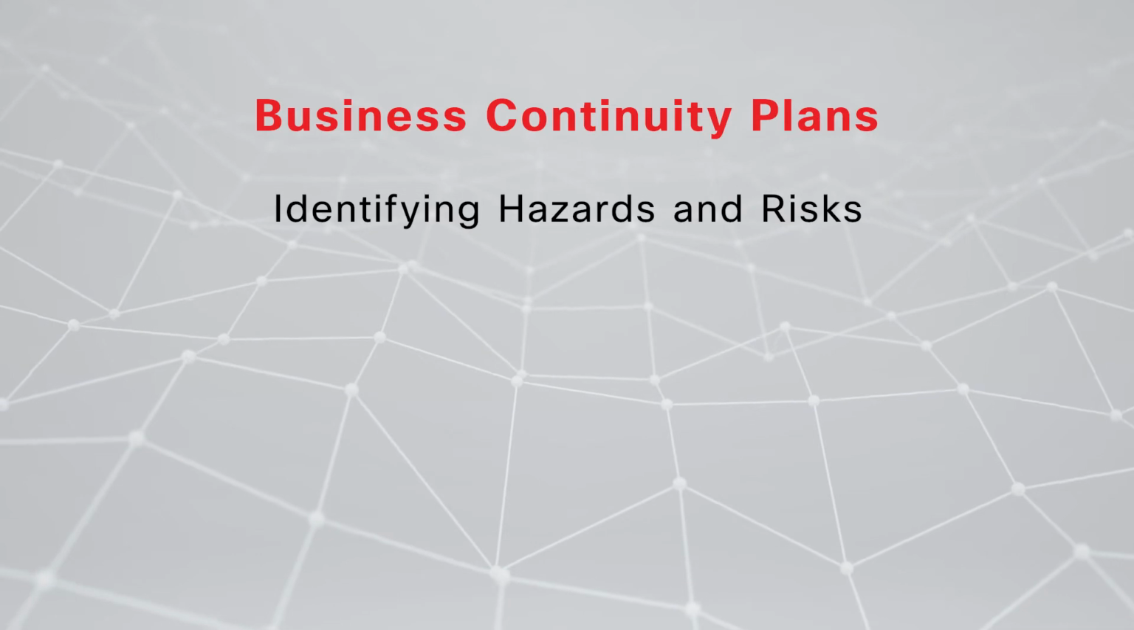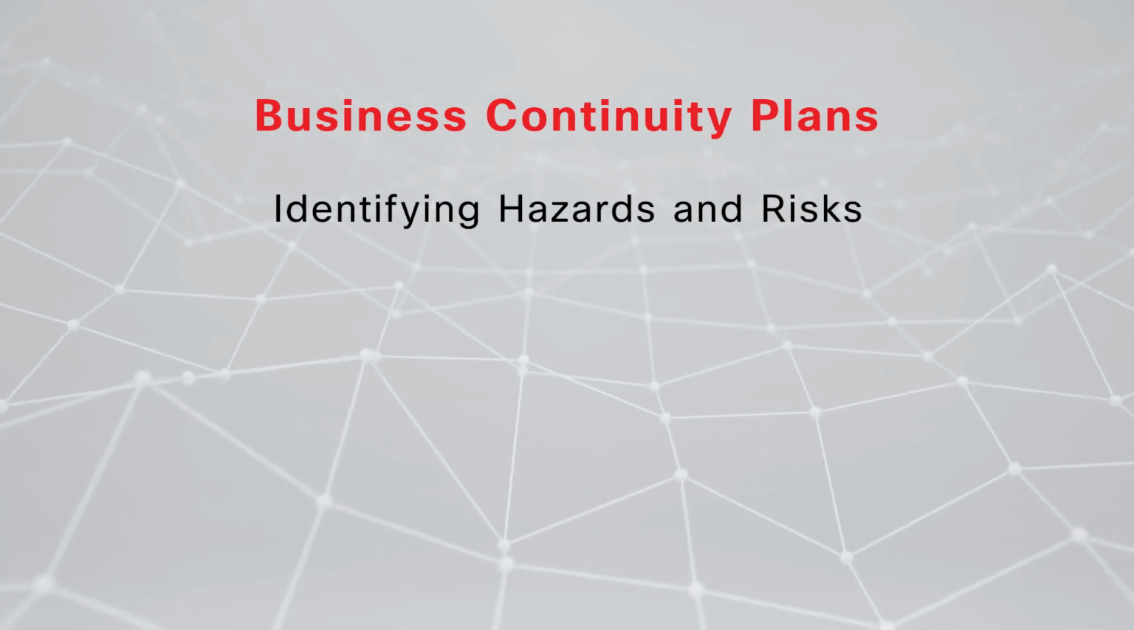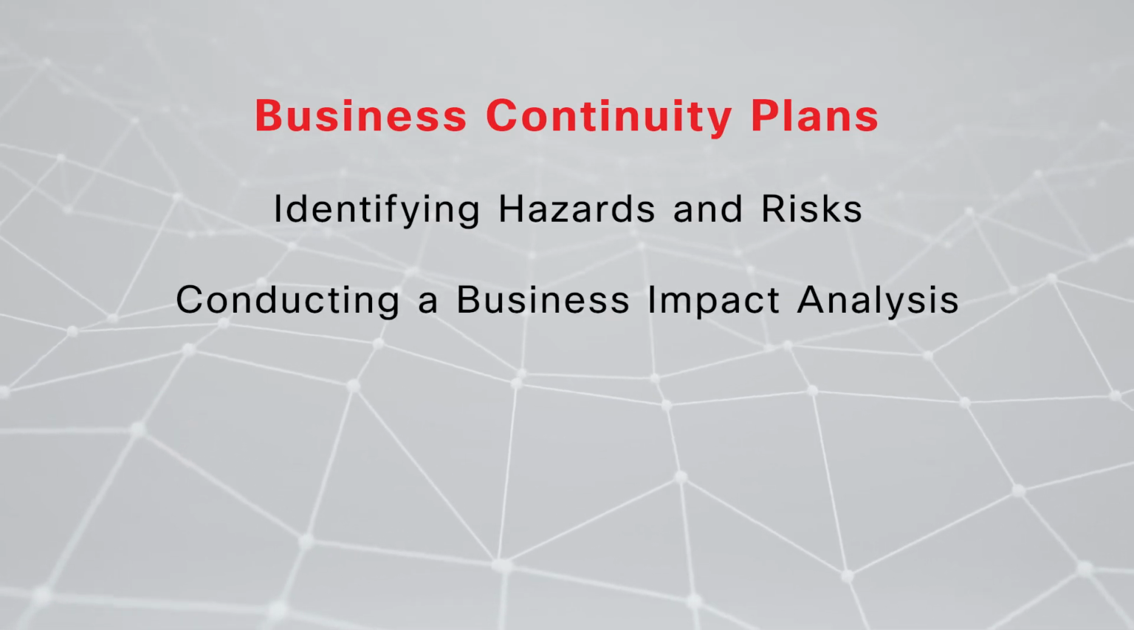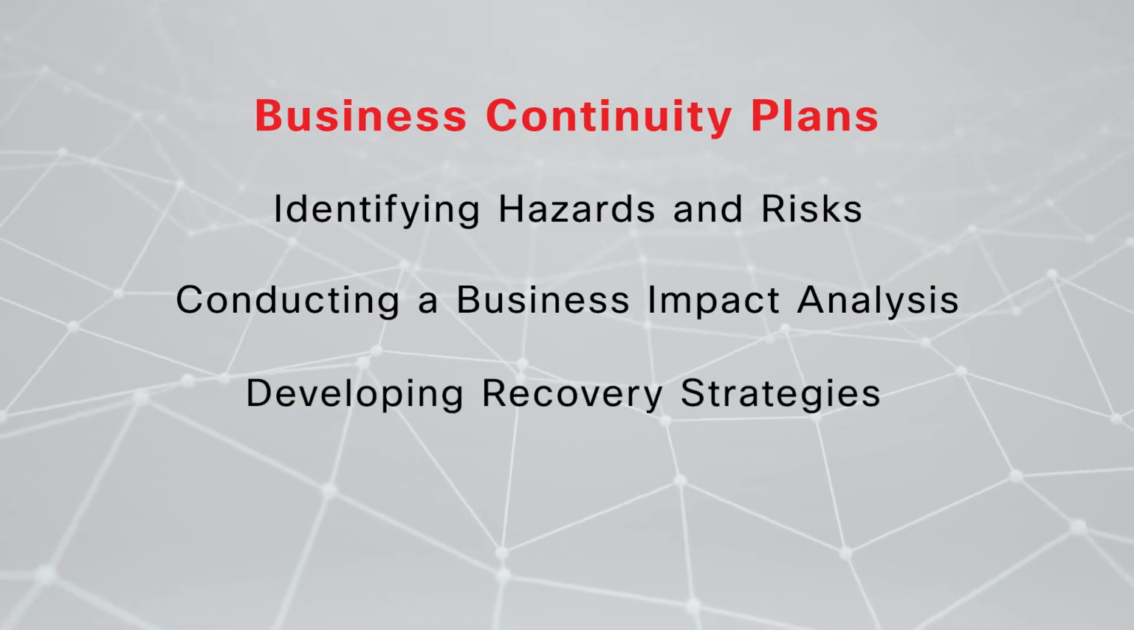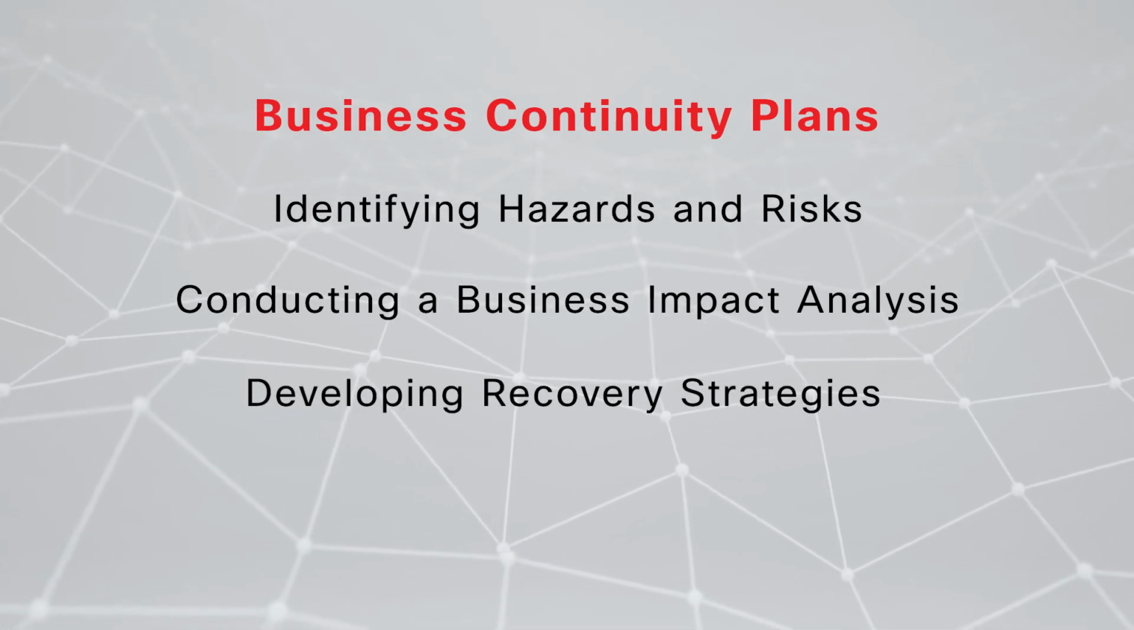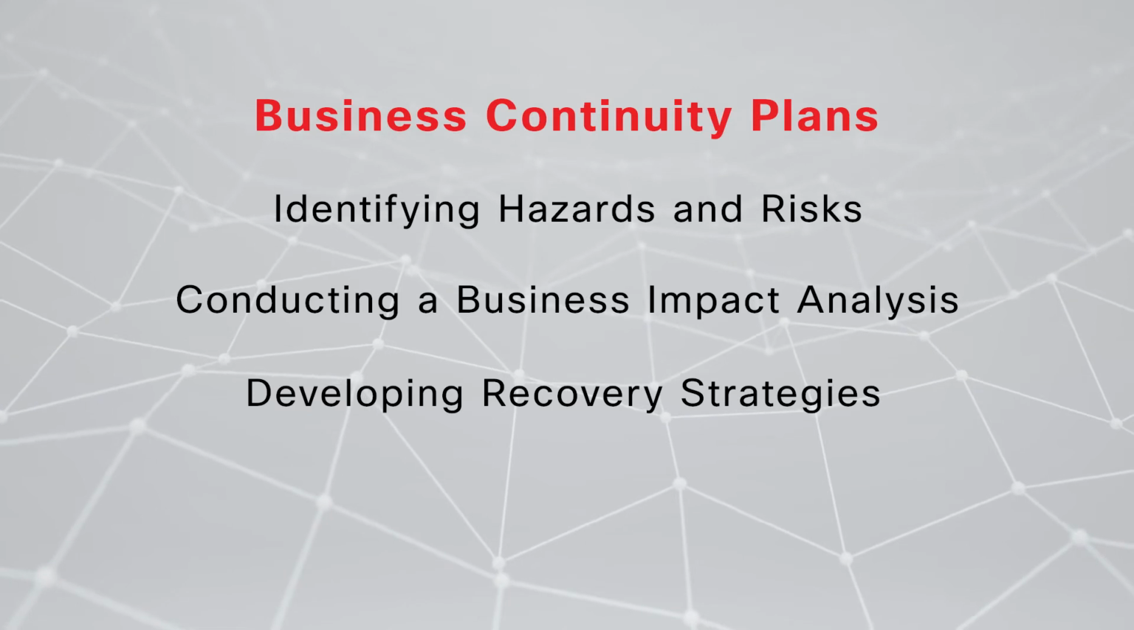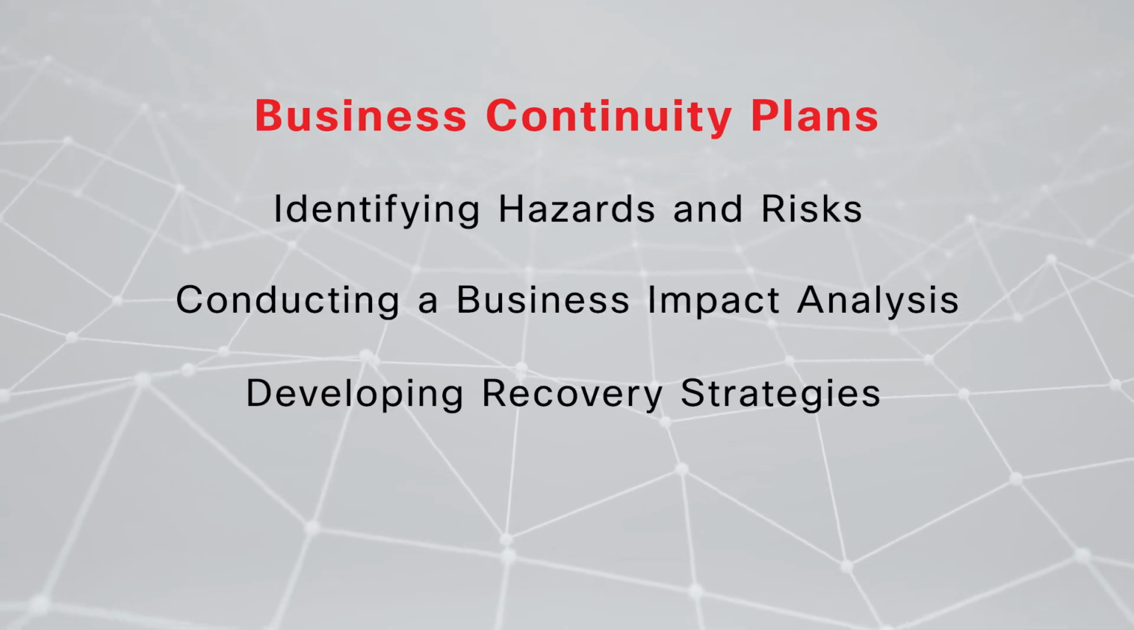Traditionally, a business continuity plan includes things like identifying hazards and risks, conducting a business impact analysis, developing those recovery strategies that are focusing on saving lives, and identifying those critical functions and services that need to be restored immediately. So you can identify short-term, medium-term, and long-term restoration plans and strategies.